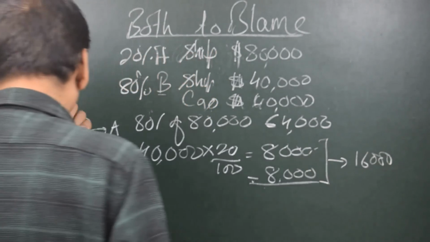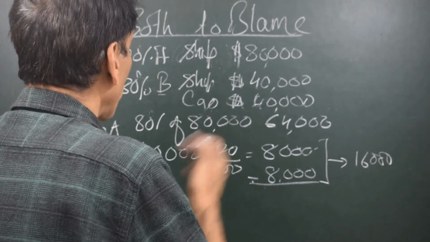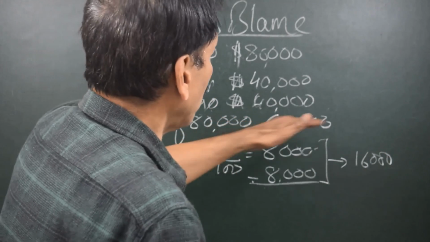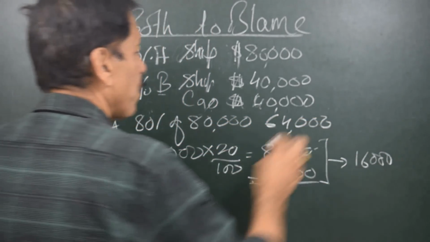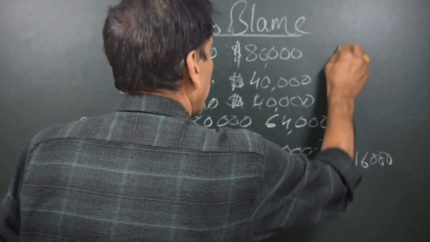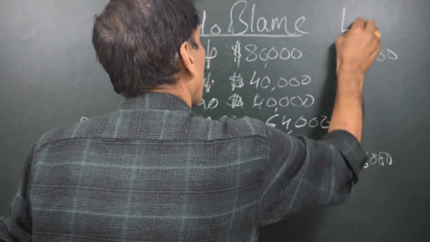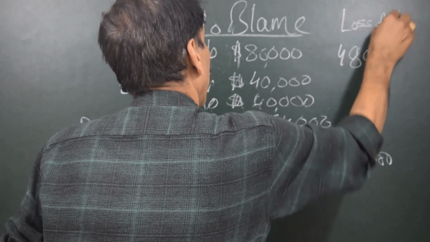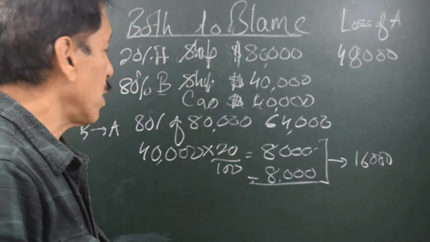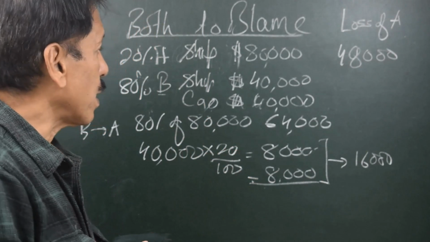That means if we talk about the loss of A, it is 64,000 minus 16,000. So that is 48,000. This is the loss of A. So that is A's account. And this is because of the proportionate liability.